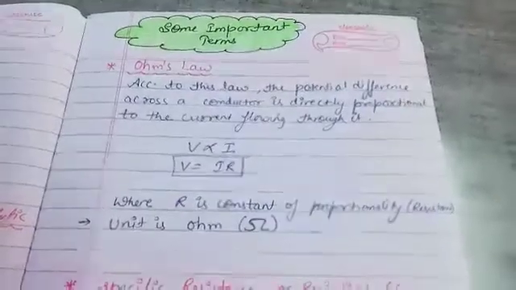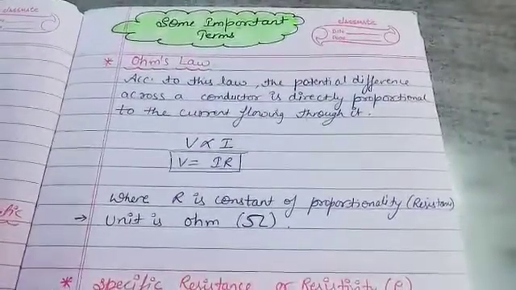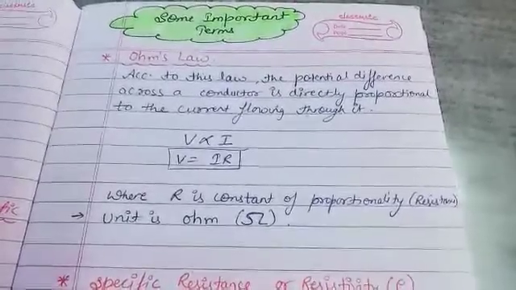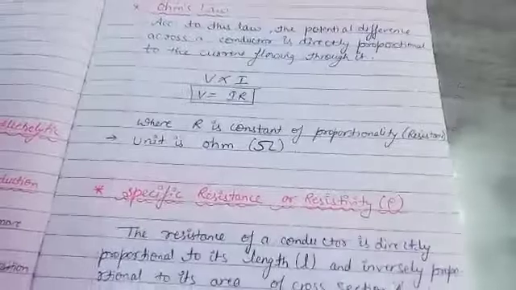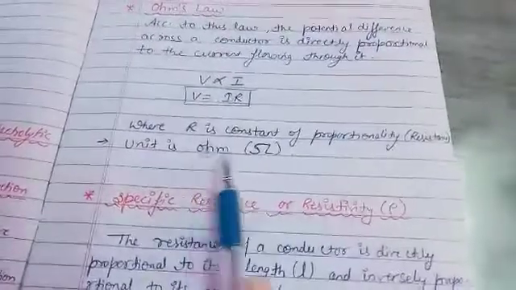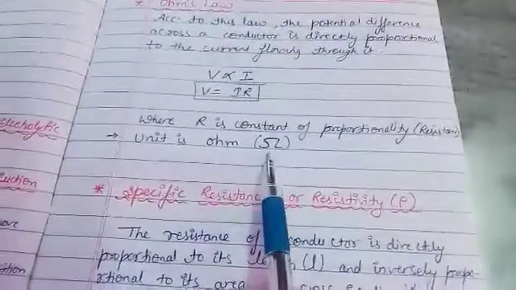Okay, now the unit of this one is ohm. Now another definition. This unit is of resistance. That one is R, and the unit is ohm.